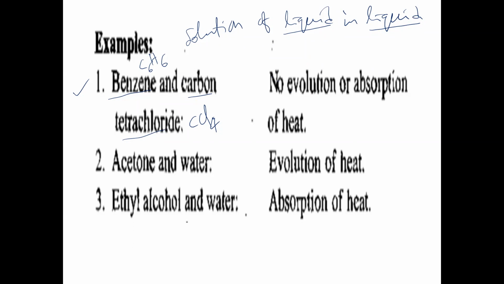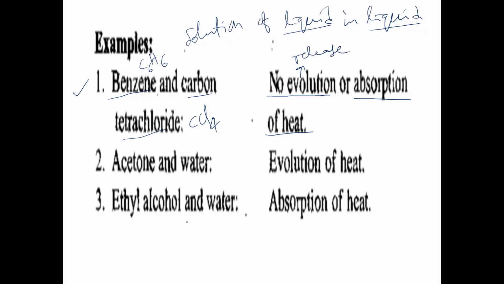The first example here is benzene and carbon tetrachloride. When you mix benzene liquid with carbon tetrachloride, CCl4, no evolution of heat occurs, and no absorption of heat occurs either. Evolution means release. There is no release of heat energy, and also there is no absorption of heat energy.